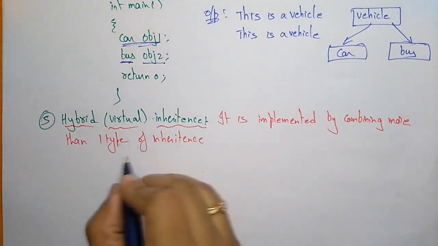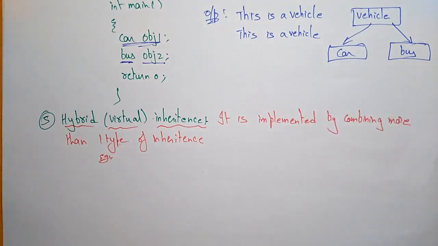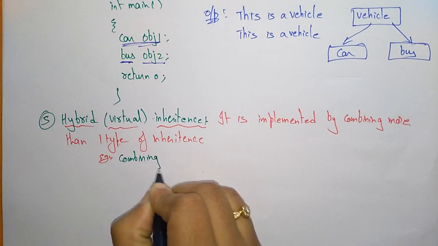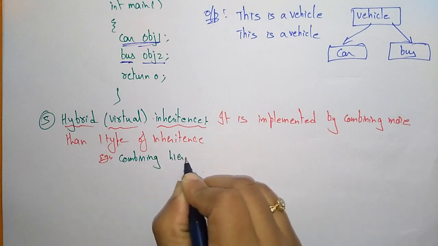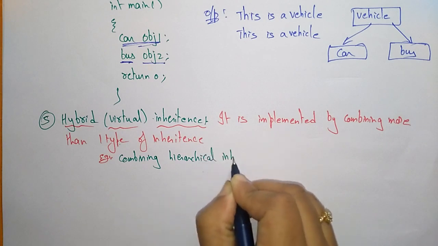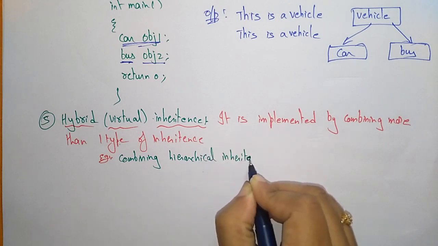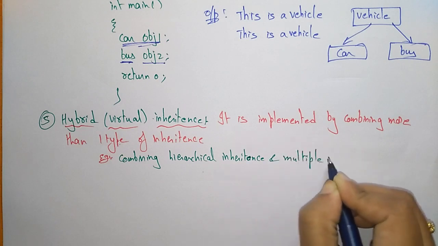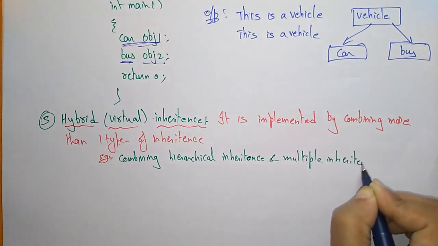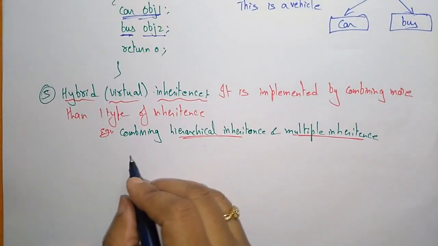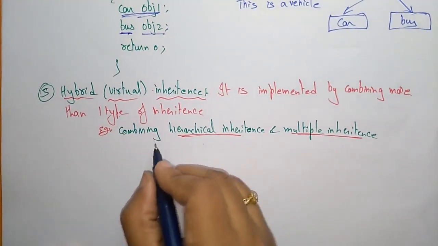For example, it is combining hierarchical inheritance and multiple inheritance. So it is combining both the properties of hierarchical and multiple inheritance. If you see this pictorial representation, then you will understand.